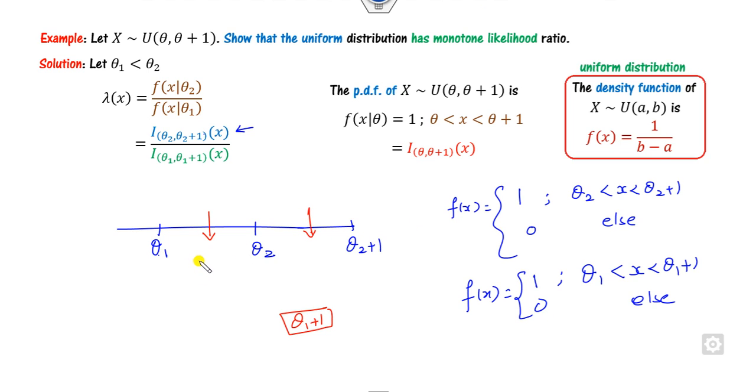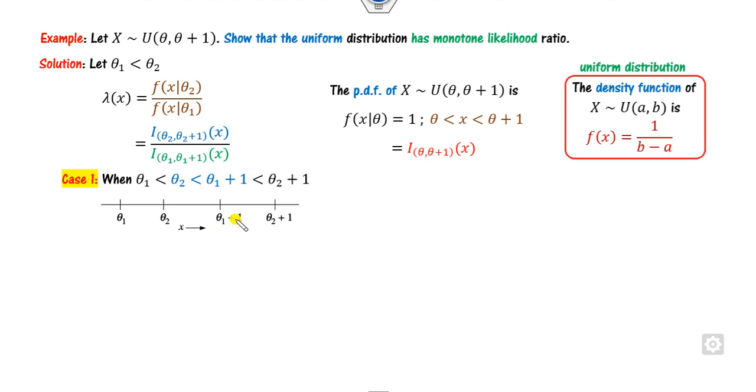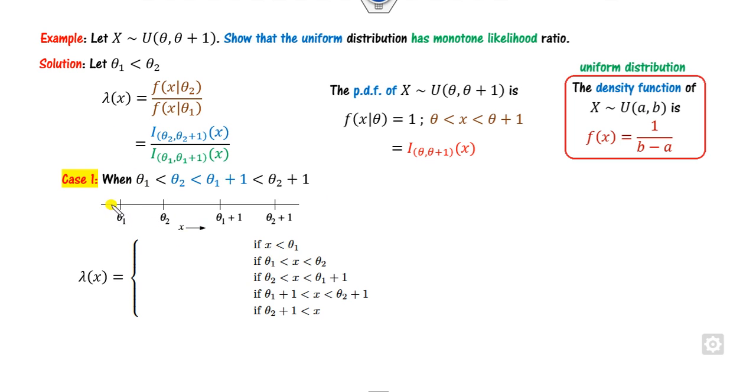It means there are two cases. The first case I consider the value lies here, the second case I consider here. So let's say theta 1 lies, in the first case, here. Now how many intervals are there? So we can define this ratio in the form of this. Either it lies in this, it lies in here, and so on. Now what is the value of this? When x is less than theta 1, remember this is the value of 1 and 0. This is the value of the numerator, otherwise 0, and this is the value of the denominator.